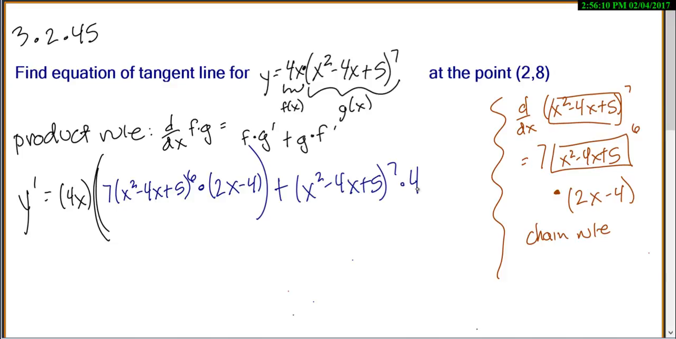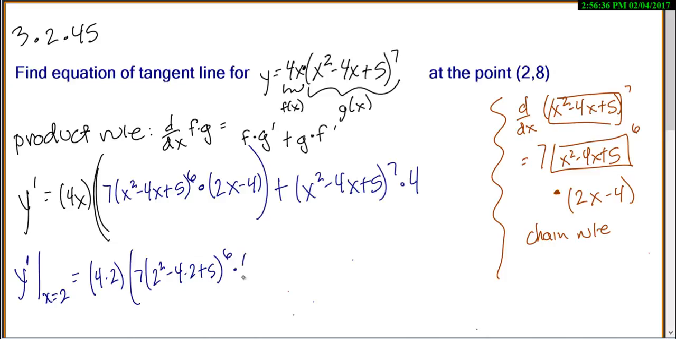At this point you would probably simplify a lot, but really we want to find our slope at the point (2, 8). So I would just plug in x equals 2 instead of trying to simplify. So y prime evaluated at x equals 2 means plug the 2 in. It's going to be 4 times 2 times 7 times (2 squared minus 4 times 2 plus 5) to the power 6 times (2 minus 4), plus (2 squared minus 4 times 2 plus 5) raised to the power 7 times 4.